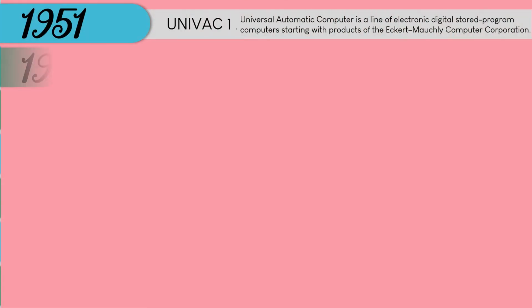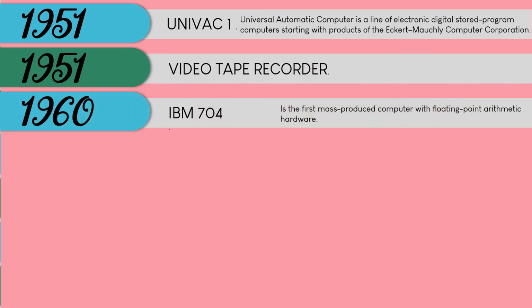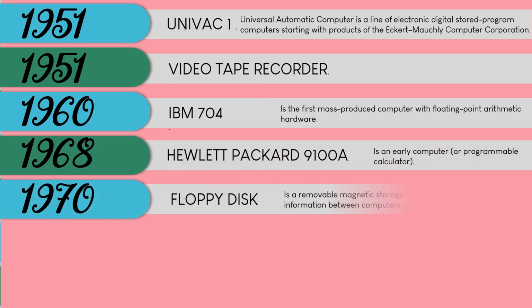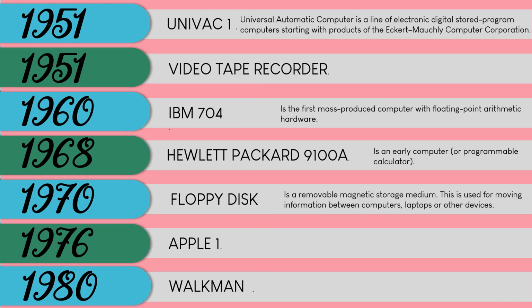1951, Univac 1 and videotape recorder. 1960, IBM 704. 1968, Hewlett-Packard 9100A. 1970, floppy disk. 1976, Apple I. And 1980, Walkman. This is the end of our discussion.